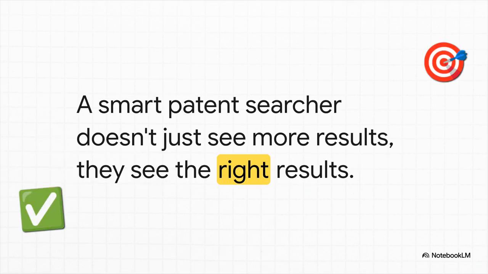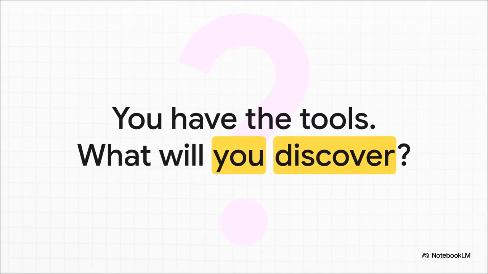And that's really the whole point, isn't it? The goal was never to find more results. It's about finding the right results. It's about making that crucial shift from quantity to quality, which is going to save you so much time and so much frustration. So there you have it. You are now officially equipped with a professional-grade toolkit for navigating the huge world of patents. You can go in there with total confidence and skill. So I guess the only question left is, what are you going to go discover?